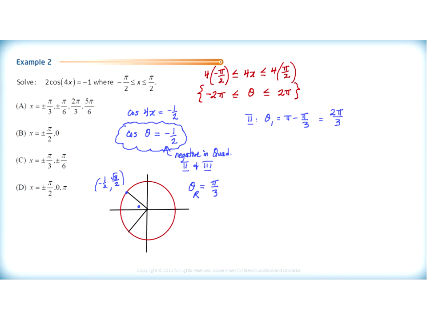But that's the value for theta. We need to replace theta with 4x. So if 4x is equal to 2 pi/3, we can multiply both sides by 1/4, and we end up with x is equal to pi/6 radians as one solution for this equation. So that was on our first positive rotation around that unit circle.